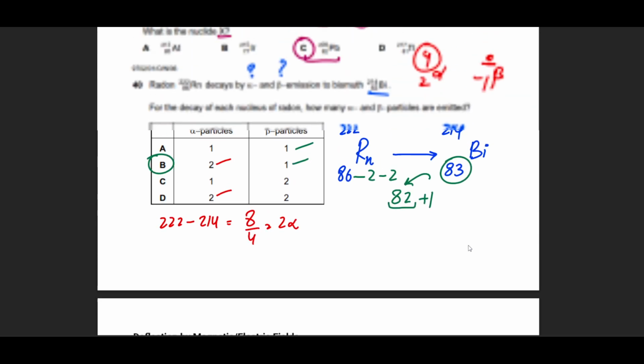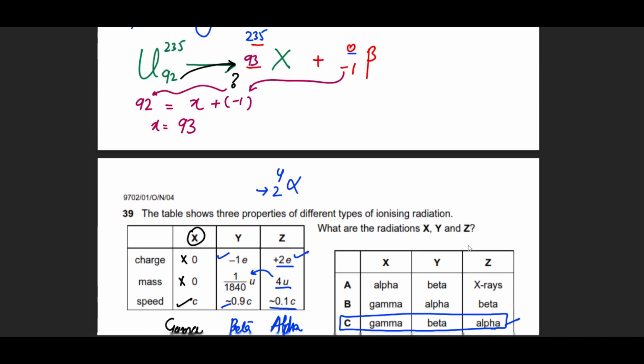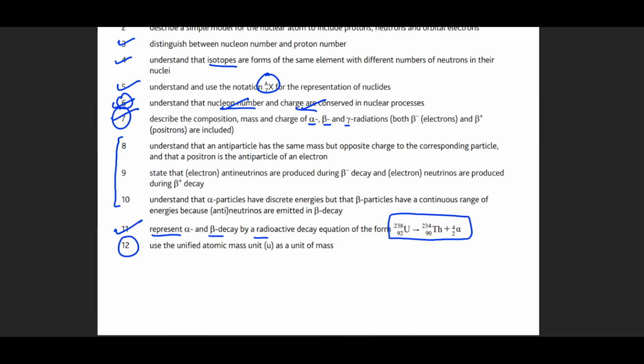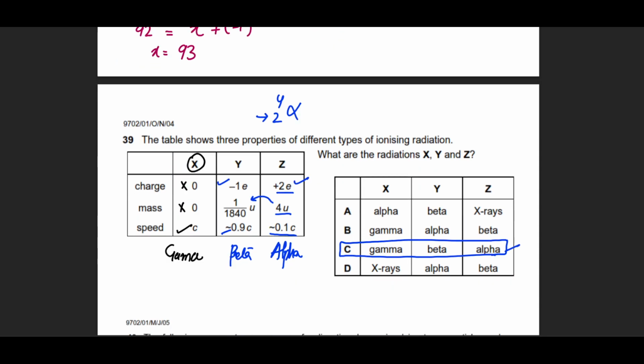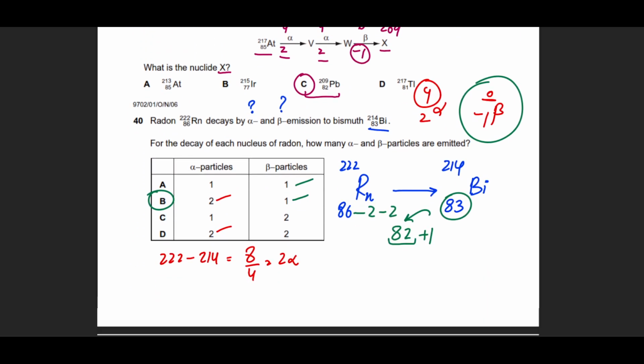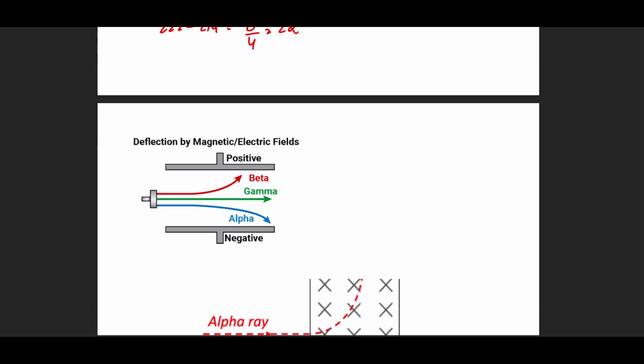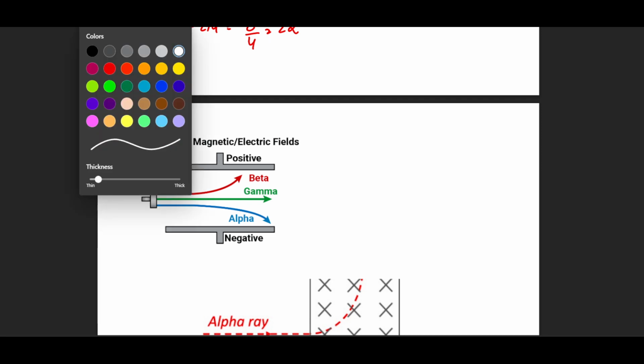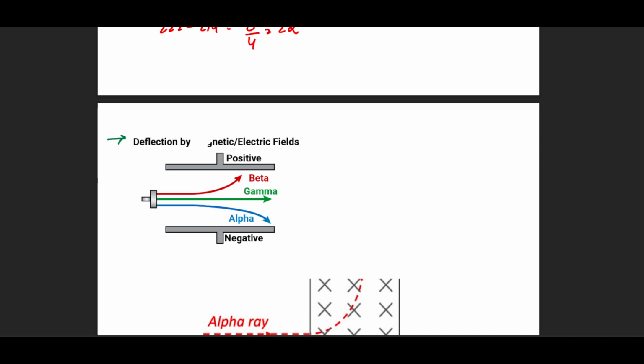Okay, so then we have, again leading with the common properties of alpha, beta, and gamma, part number 7. We need to understand how they're deflected in electric field and magnetic field. So let's go to that. First we have deflection in the magnetic field. Sorry, electric field. Let me erase this for you. So this is primarily electric field.